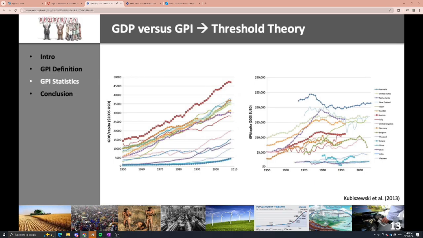Some economists have proposed a thresholds theory, and this theory says that every society initially goes through a period in which economic growth brings an improvement in the quality of life, but this only works up to a certain point, the threshold point that we're calling it, after which more economic growth actually leads to a decrease in the quality of life due to social and environmental costs.